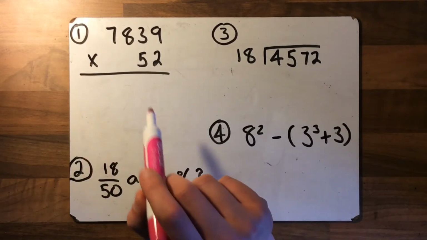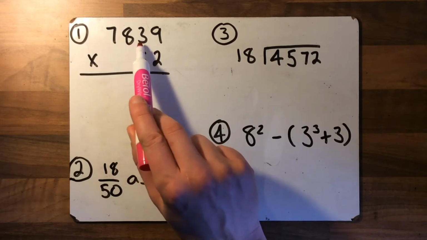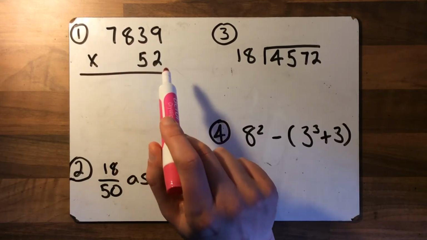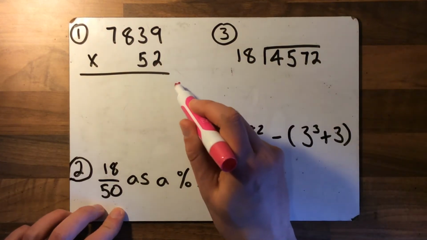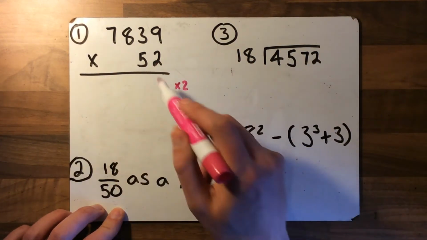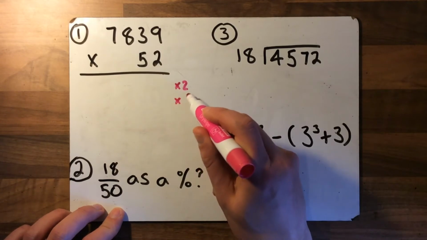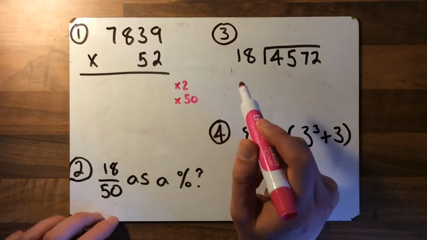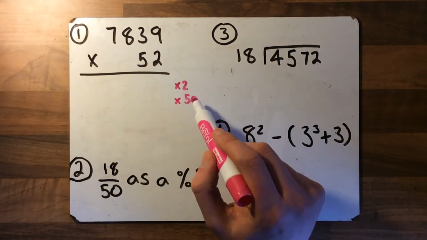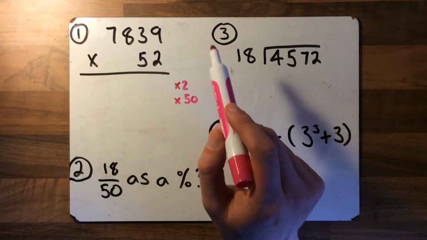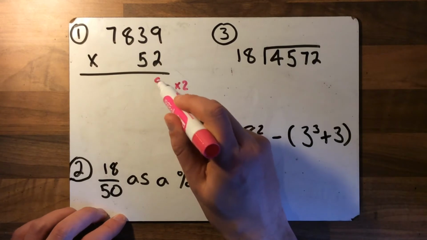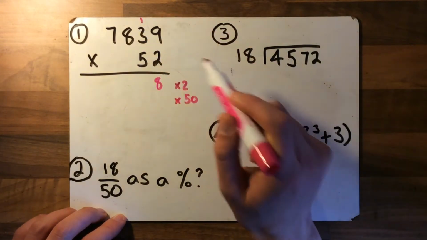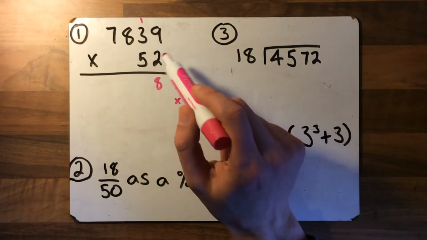So if we look at number 1, we've got 7,839 multiplied by 52. So remember how we do this: multiply first of all by 2 on this line, and then by 50, because we've partitioned the 52 into 2 and 50. So the first thing we're going to do is multiply by 2. So 2 times 9 is 18. So the 1 comes here, the 1 comes up there, and the 8 goes over here.